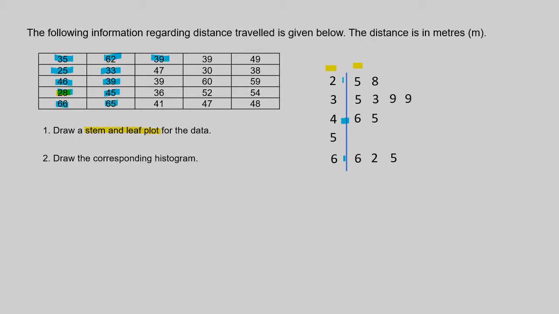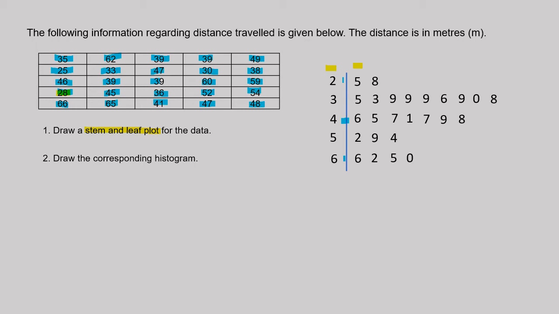39, 47, 39 again, 36, 41, 39. This is a 30. This goes in the 60s column, the 50s, the 40s, again in the 40s, 30s, 50s, 50s, and 40s. And this now becomes an unordered stem and leaf.